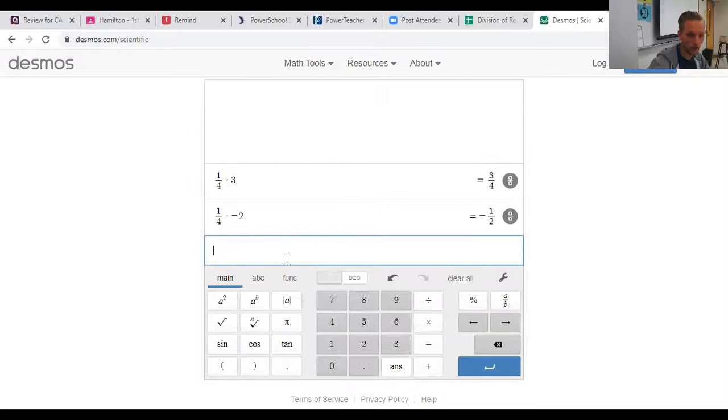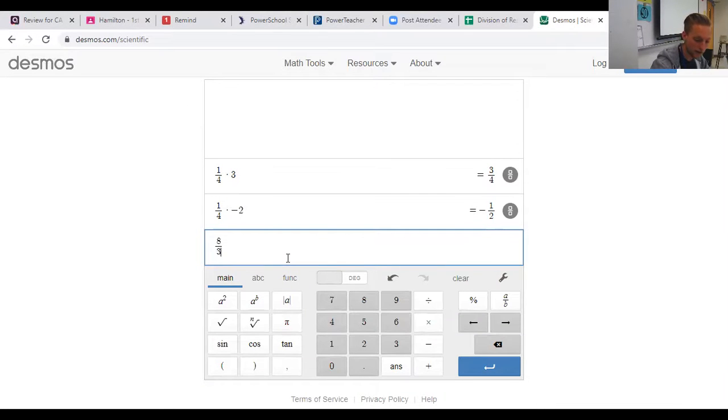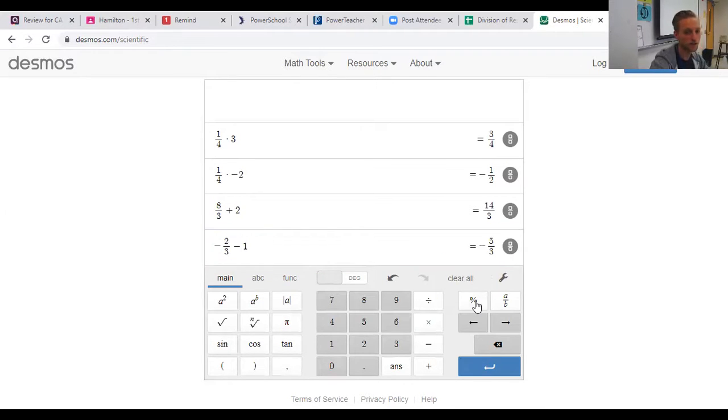So we had to do 8 divided by 3 plus 2. And that gets us this, 4.6667, or 14/3 when I change it to a fraction. Same deal, negative 2 divided by 3 minus 1. Change that to a fraction, you get the negative 5/3.